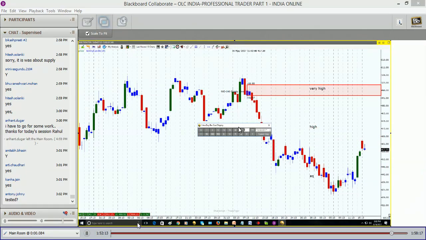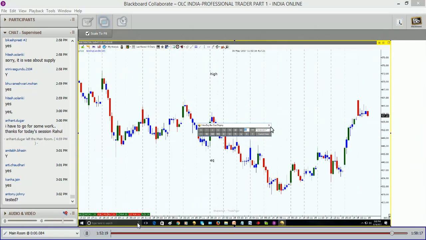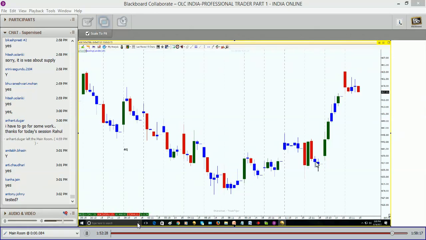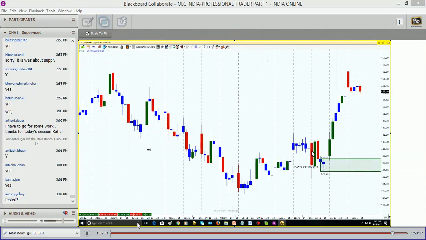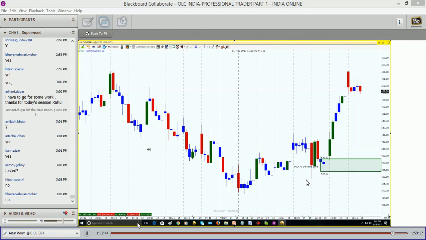On the demand side, let's see if I can mark something on the demand side, 125 minute, or let's say the 60 minute, or even the 75 minute. Where do I have a good zone? I have a zone on the 75 minute. Now, question for all of you over here. Can I mark this zone and take a trade over here? Give me a yes or give me a no.